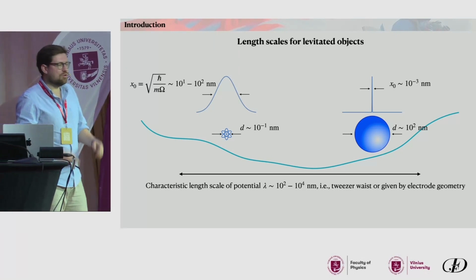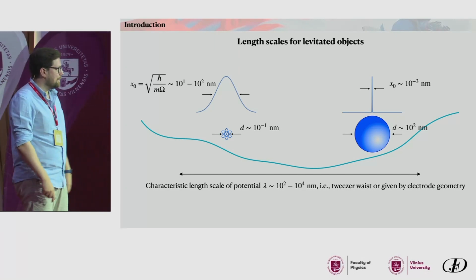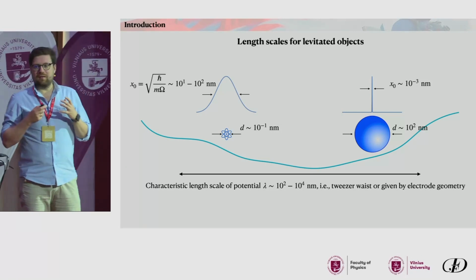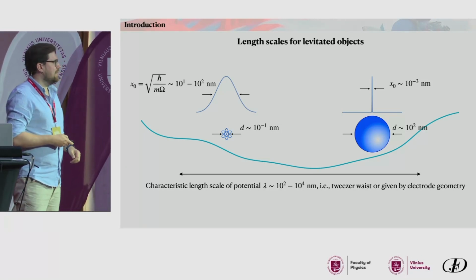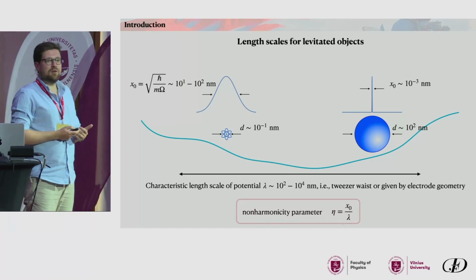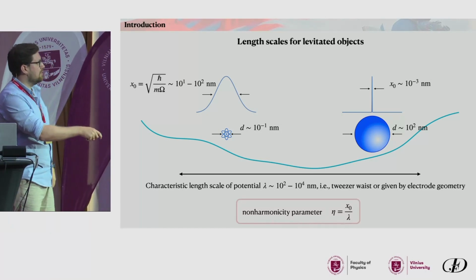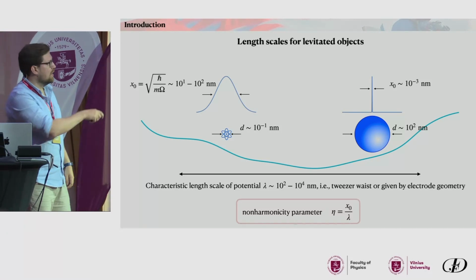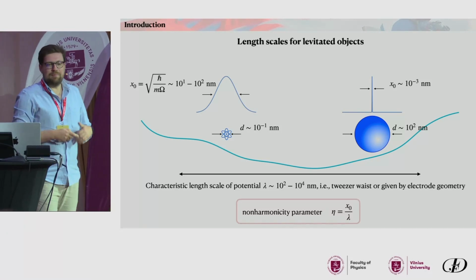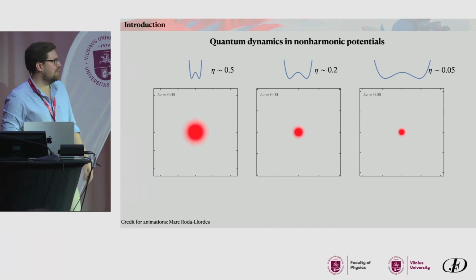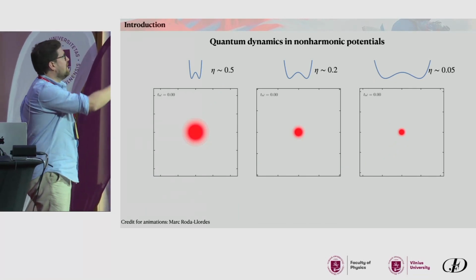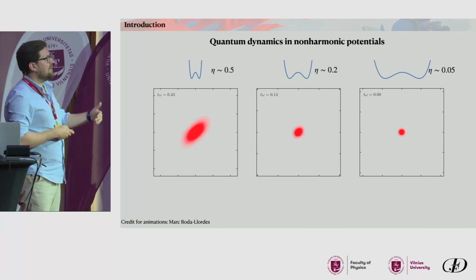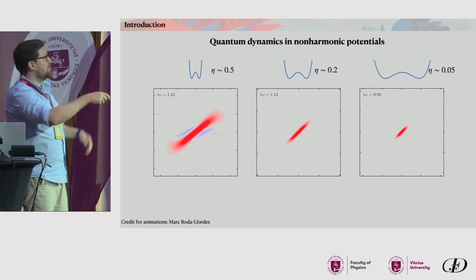So in order to say something about the type of quantum dynamics that we have access to in this kind of system, we introduce a so-called non-harmonicity parameter, eta, that is just the ratio between the size of the wave function and the size of the potential. Depending on this eta parameter, we have different types of quantum dynamics in the system. Here, to decrease eta, we make the potential larger.